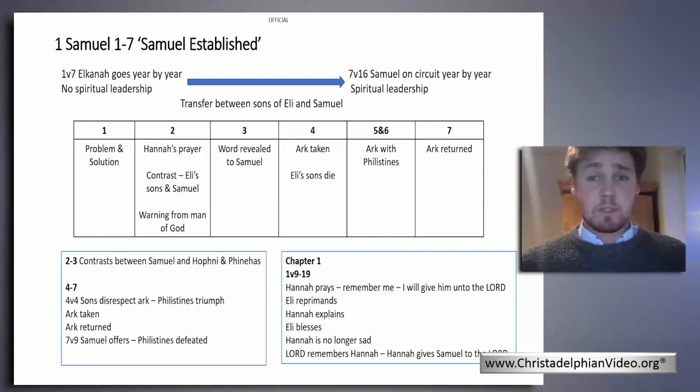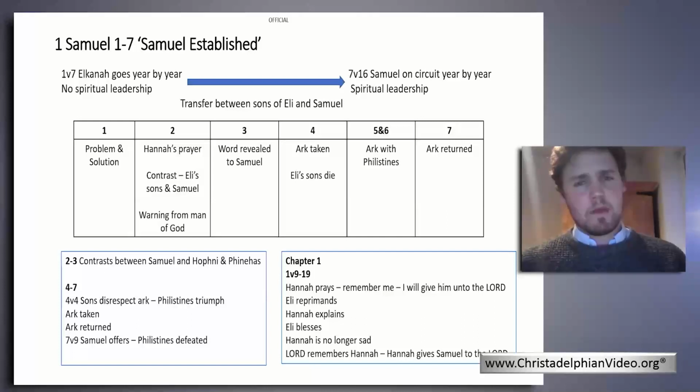What's happened in between is that we have a problem identified, and then we have a solution provided to that problem, and then we have the outworking of the transfer between Eli's sons and how they are leading Israel astray, and the consequence of that, which Israel still has to endure, and eventually Samuel becoming the spiritual leader within Israel, and establishing right worship.